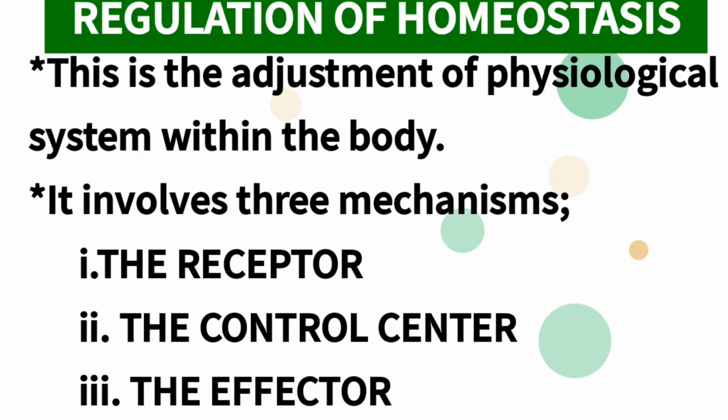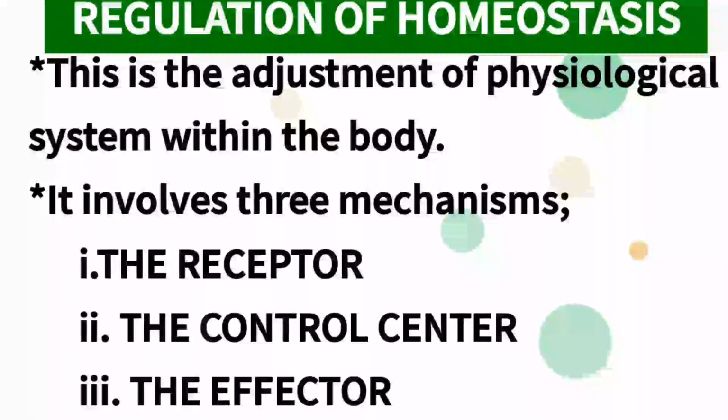The regulation of homeostasis is the adjustment of physiological systems within the body, and it involves three mechanisms. The first one is the receptor, the second one is the control center, and the third one is the effector. So shall we start off from the first one, which is the receptor.